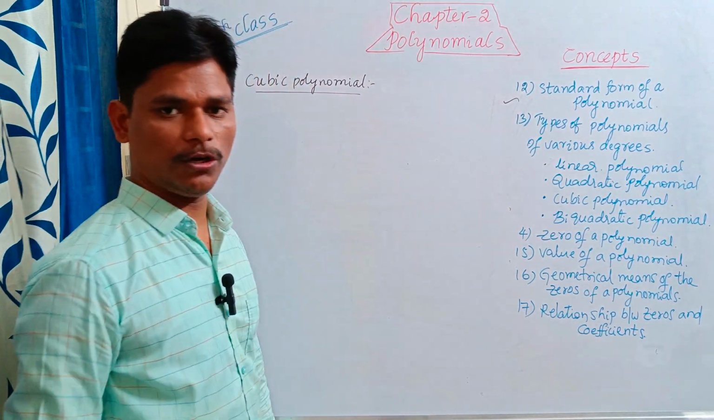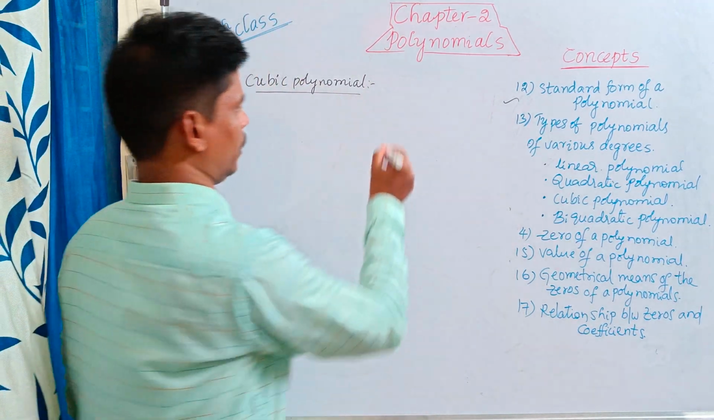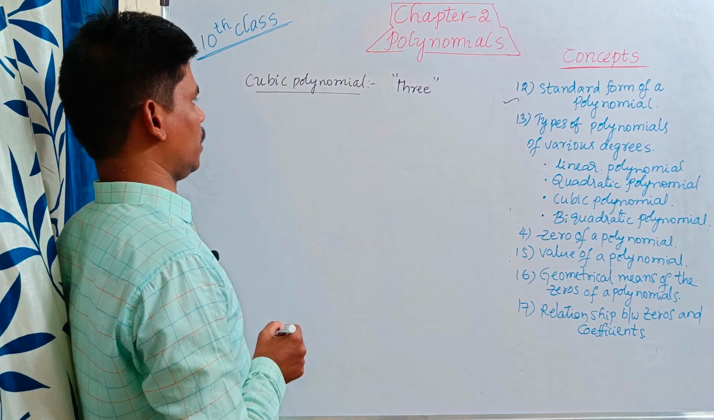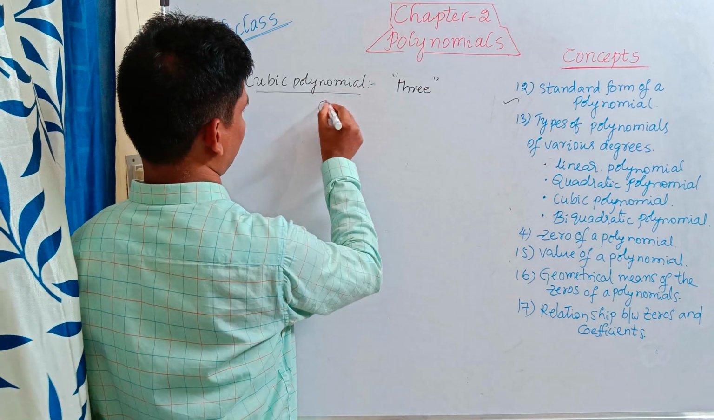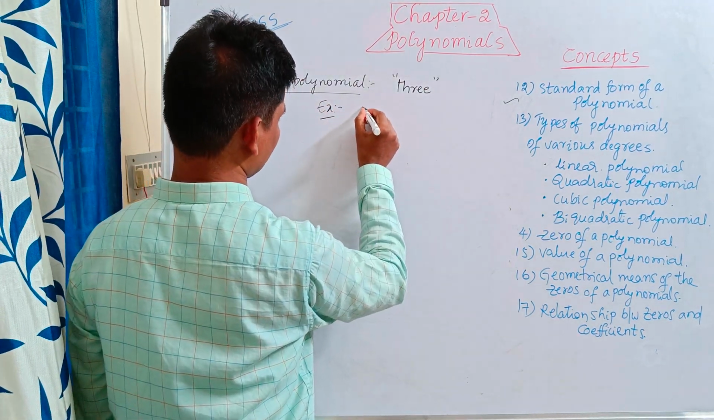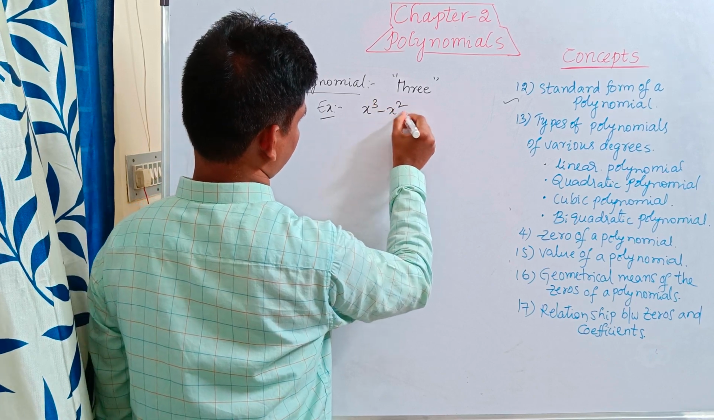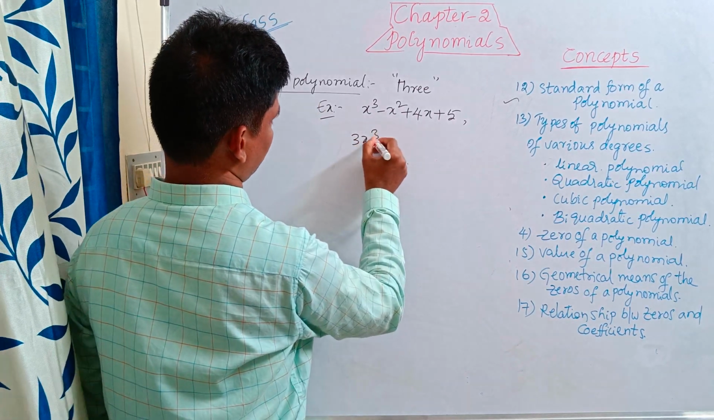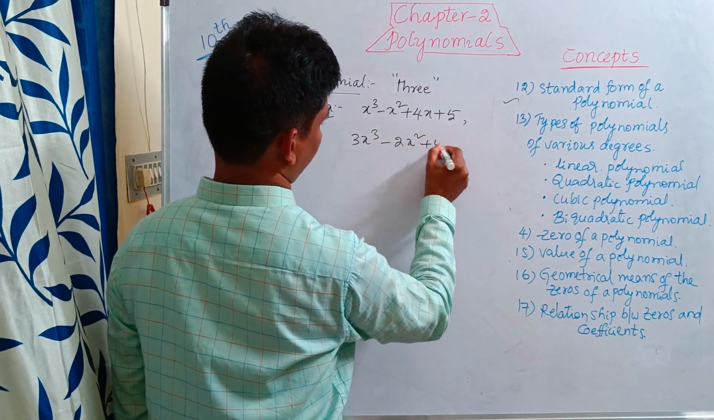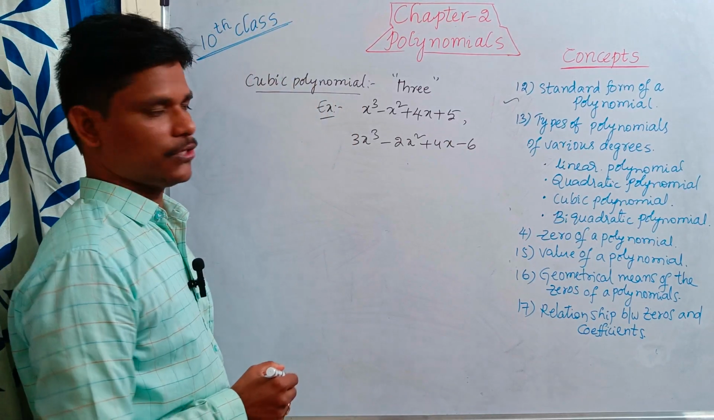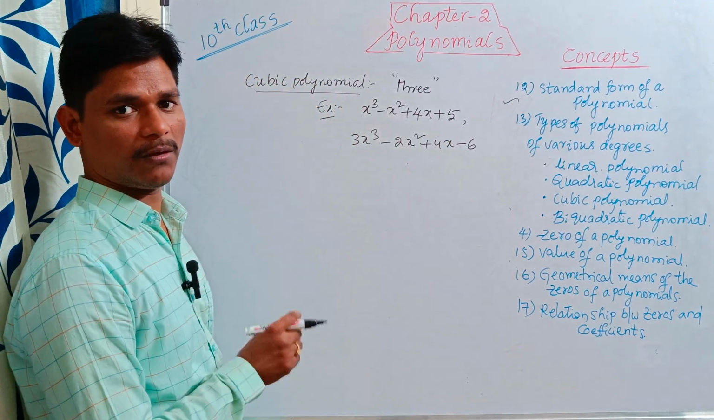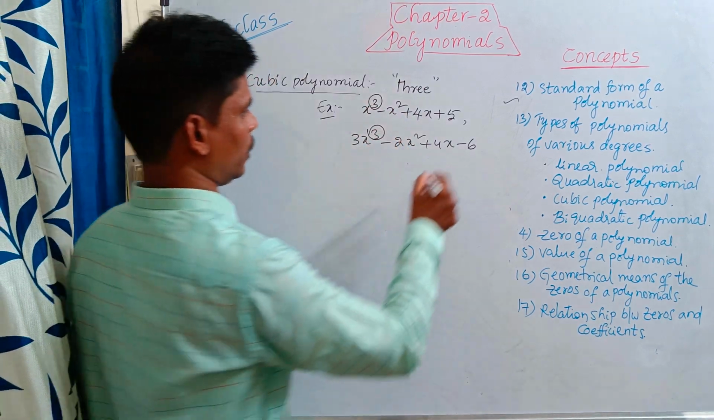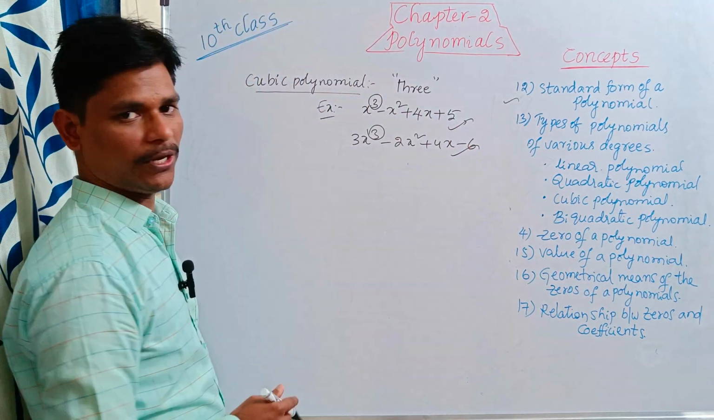If the polynomial has degree 3, then that polynomial is called a cubic polynomial. For example, x cube minus x square plus 4x plus 5, 3x cube minus 2x square plus 4x minus 6. These two are cubic polynomials. Here the degree is 3, so these two polynomials are called cubic polynomials.